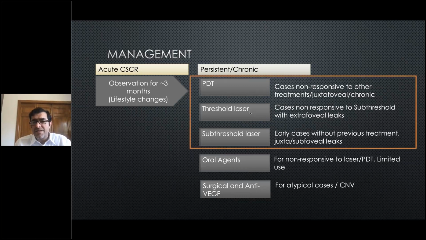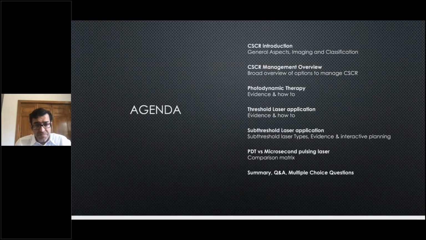And laser involves a threshold laser, which we usually do for extrafoveal leaks, subthreshold laser where we can actually treat the juxtafoveal or subfoveal areas, and PDT, which we usually do when the patient is not responding to any of these other treatments, or if the patient has a juxtafoveal leak in cases of acute CSCR, or I particularly prefer PDT for chronic CSCR.